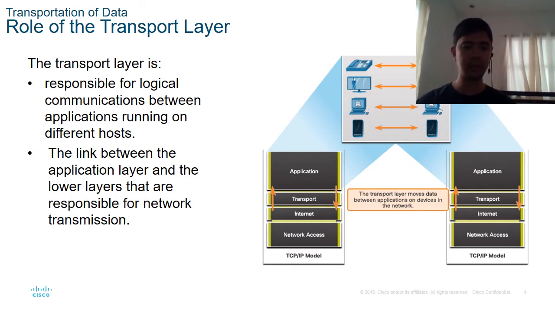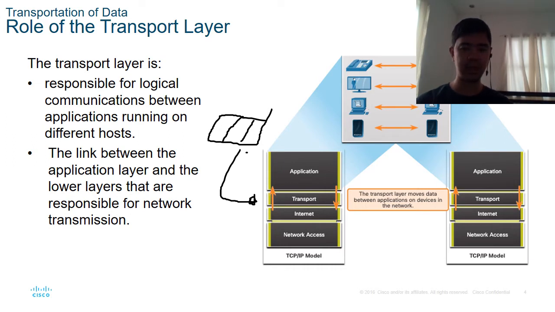One role of the transport layer is to provide segmentation. Again, in segmentation, our data being transmitted is being broken down into pieces. This segmentation happens here in the transport layer. Because of this segmentation, we'll be able to run multiple applications all at the same time.